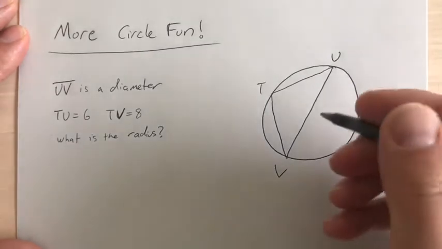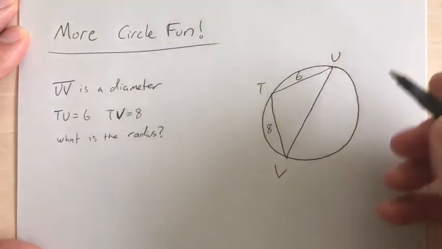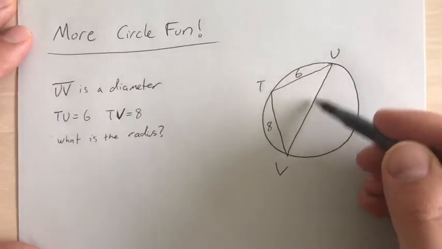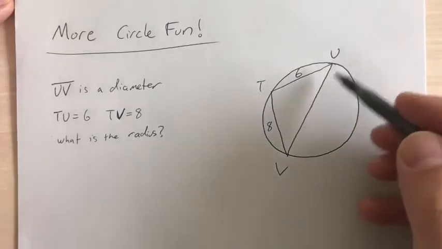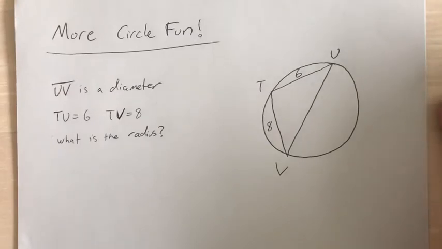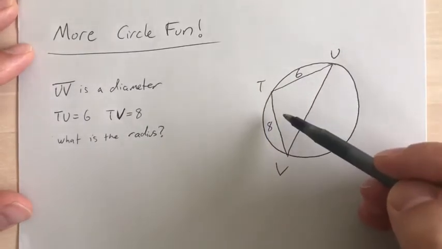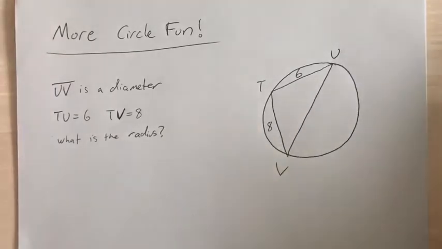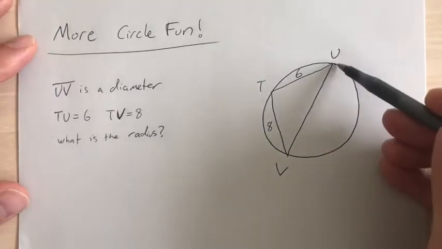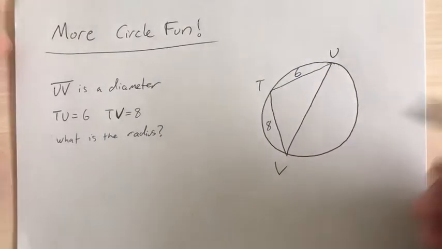So let's fill in some things. So TV is, again, 8. TU is 6. Now, we know that this is the diameter of the circle. Now, you might be like, well, how might I be able to figure out the radius? It doesn't seem like there's a lot of information. Well, some of you might say, well, this triangle looks like it's a right triangle, and we could use the Pythagorean theorem to figure out what this length is. And if we know what that length is, we can then find the radius, because, again, it would be half of that diameter. But we need to be able to prove that this triangle is indeed a right triangle.